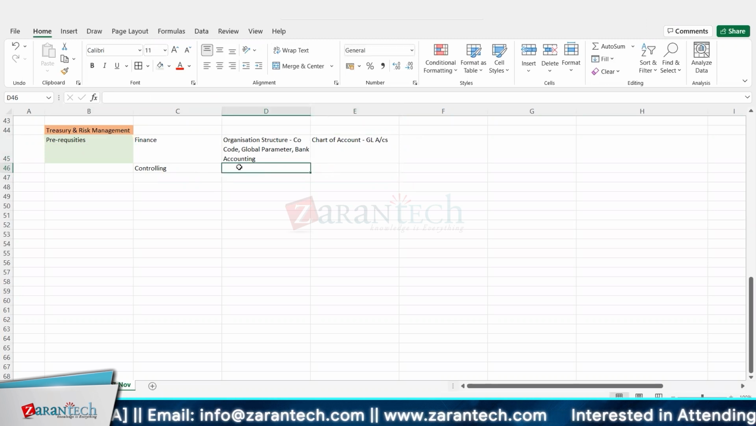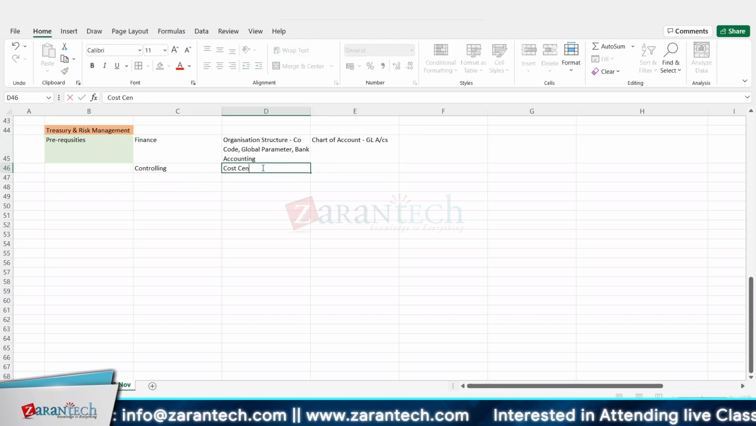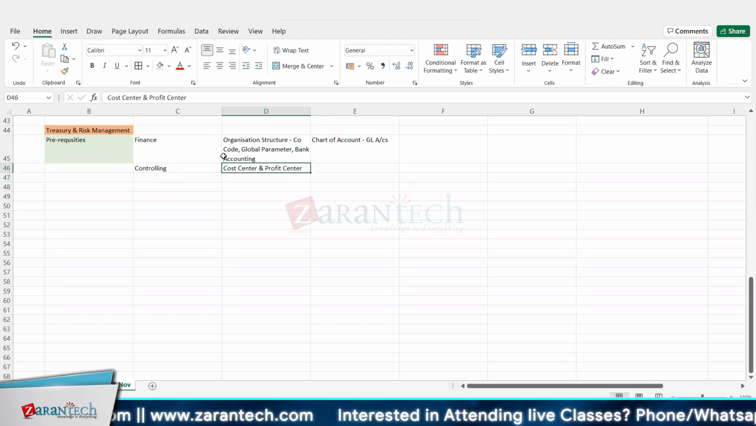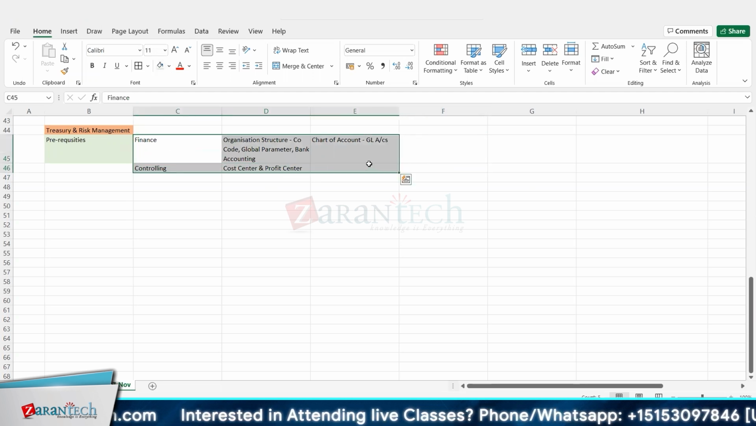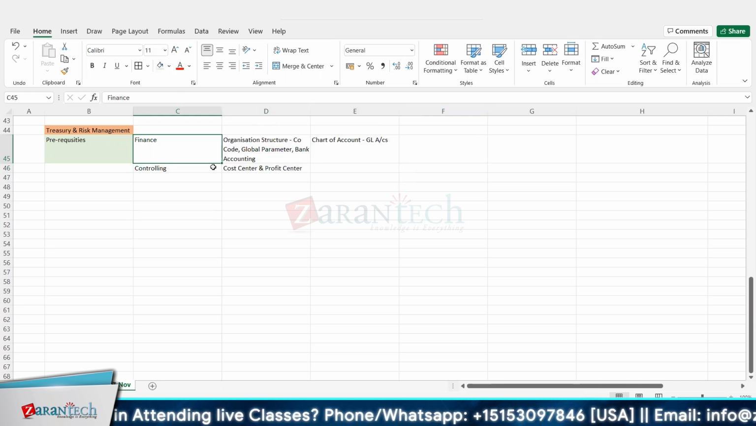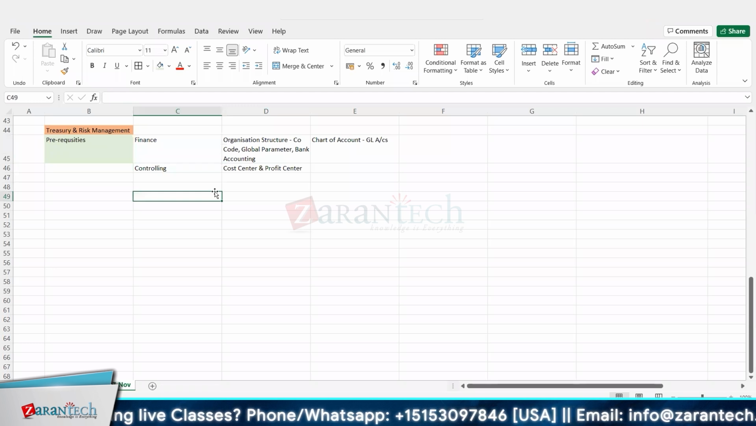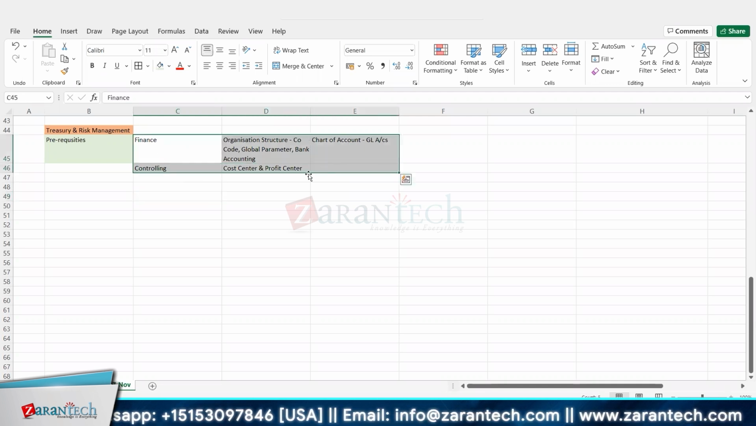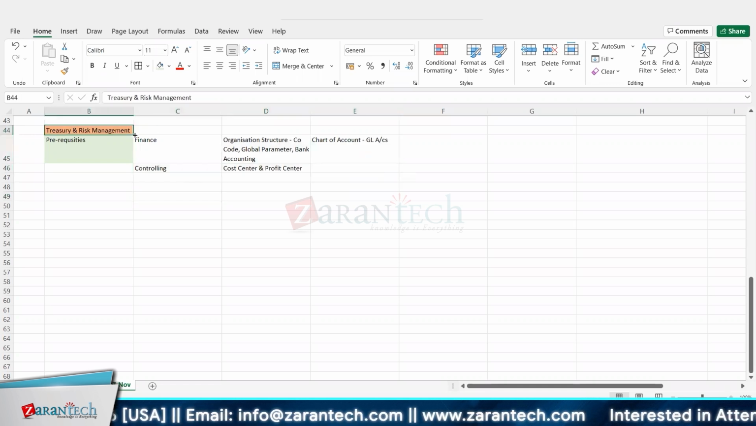And in controlling, the cost center, and if there are profit centers, then these two modules have to be activated. Without this, you won't be able to start work on the treasury and risk management module. So when we start the configuration in this system, we will use an existing company code, or you can copy the existing company code and create a new company code, where you can implement this treasury and risk management.